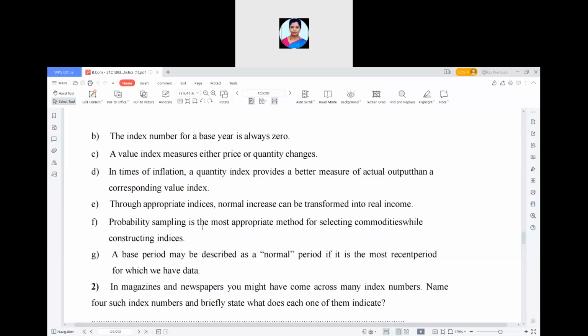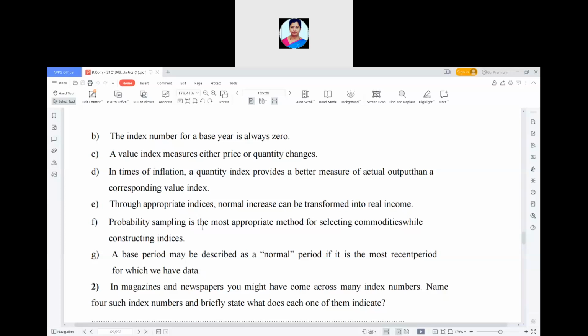So they are saying that probability sampling is the most appropriate method. So what methods are available, and we have to state whether this method, that is probability sampling, is the most appropriate method for selecting the commodities while constructing the indices. They are saying that it is appropriate, so we have to say whether it's true or false.